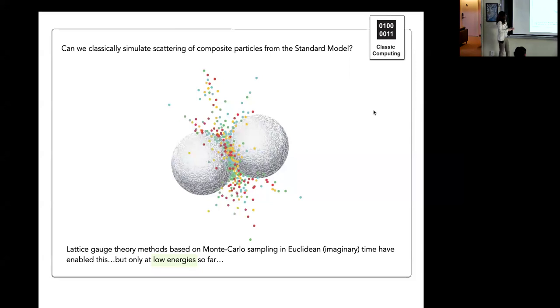All right, so let's talk about these collision processes. As I said, this is really the core of my talk. So we're going to collide high energy particles and then see what the outcome is. Can we classically simulate this, starting from the standard model of particle physics? Well, it turns out that to some extent we can, but I will tell you the limitations. We can do this, but only at low energies.